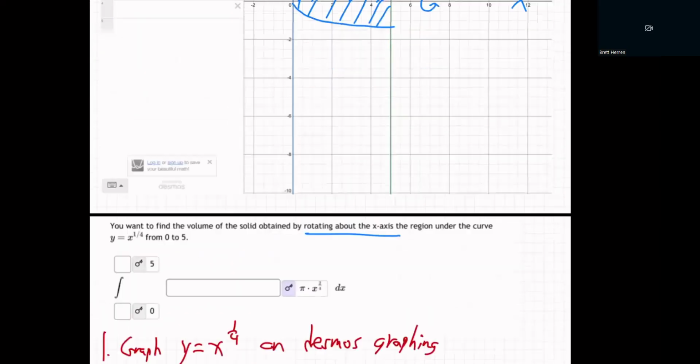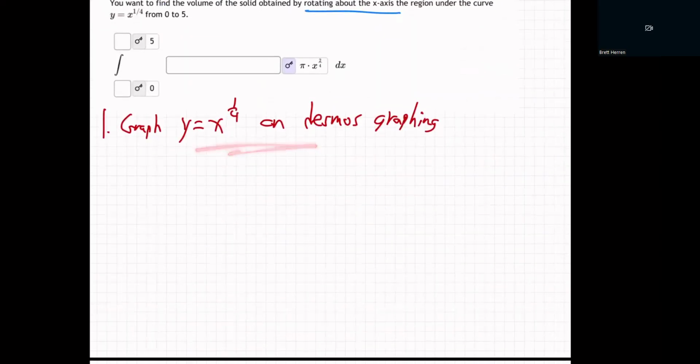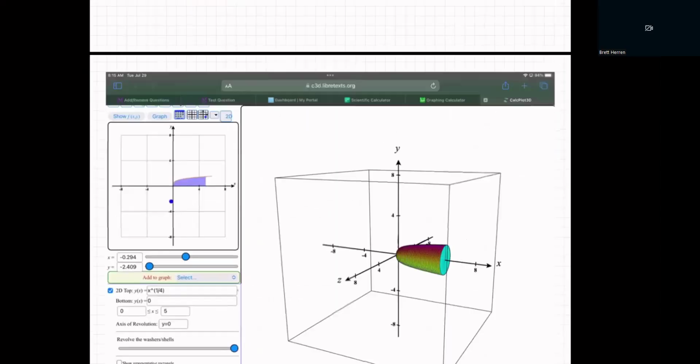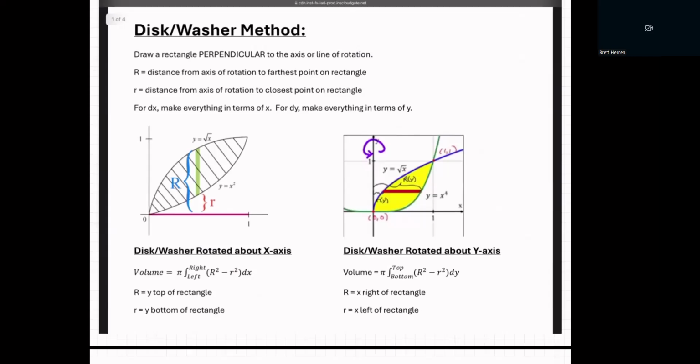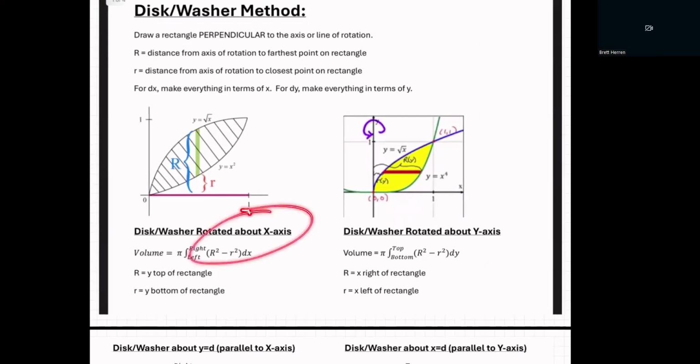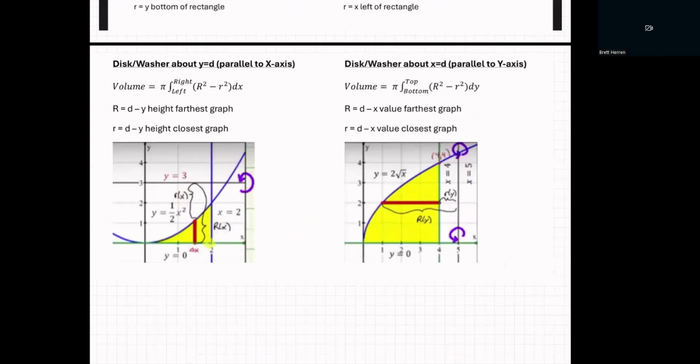All right. So anyway, how do we do it? So step one, we get the graph. Got it. Step two, go to the notes on the home page. The home page notes. These will be really helpful to you. And here we go. So coming up here, here's the notes. We have the dishwasher method. We have four types. We have about the x-axis, about the y-axis, and then we have about something parallel to the x-axis or parallel to the y-axis.